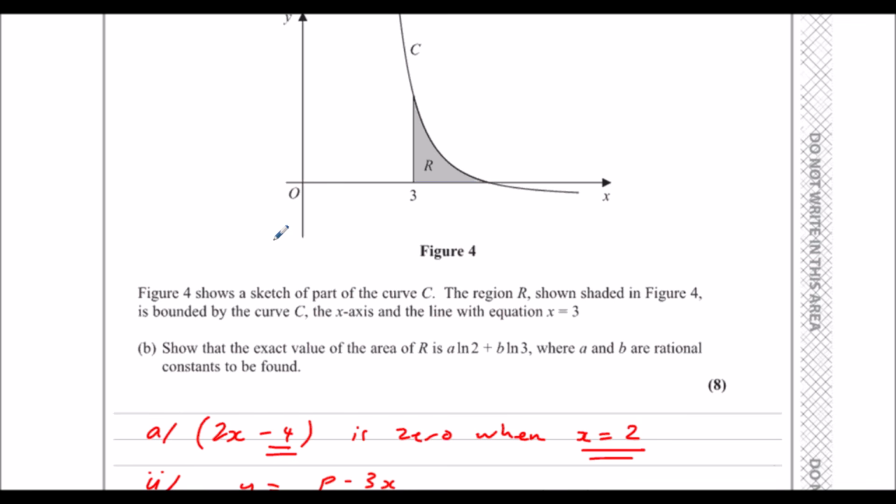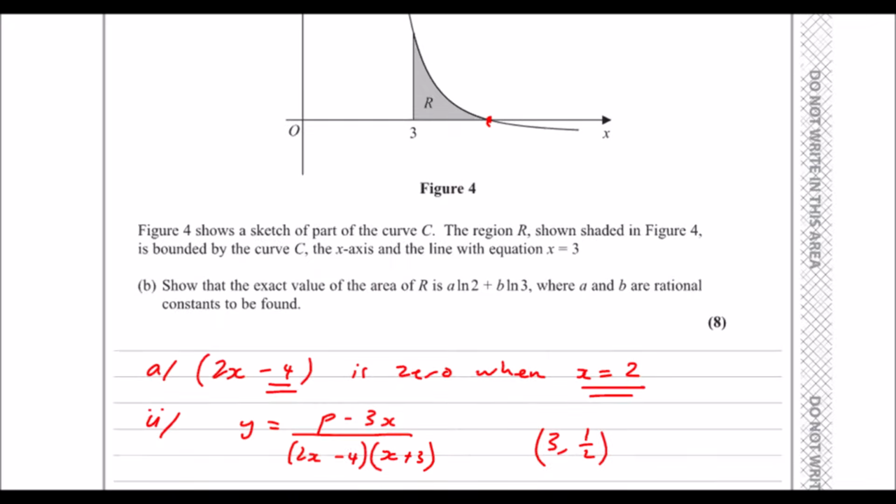So figure 4 shows a sketch of part of the curve C. The region R shaded is bounded by the curve, the x-axis, and the line with equation x equals 3. Show that the exact value of the area of R is something ln 2 plus b ln 3. So we need to know where it crosses the x-axis. So it crosses x when y is 0. And we're going to have to integrate to find the area under the curve.